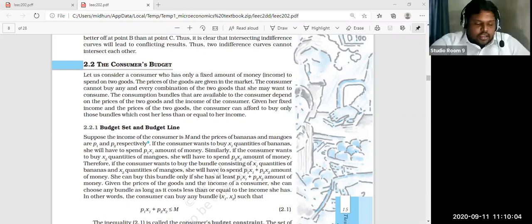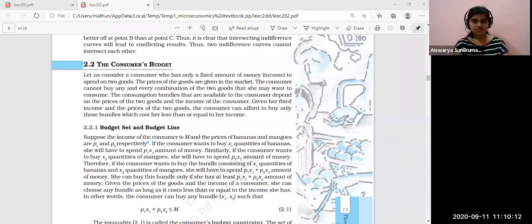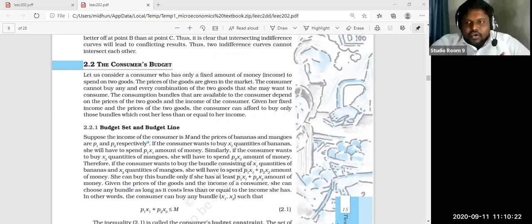Two mangoes, 0 banana. 0 mangoes, 4 bananas. Any other combination? Four bananas and 0 mango. These are the possible combinations with the 20 rupees.